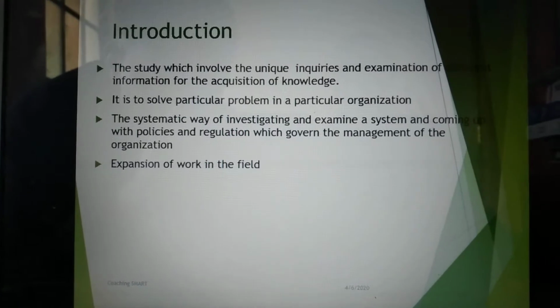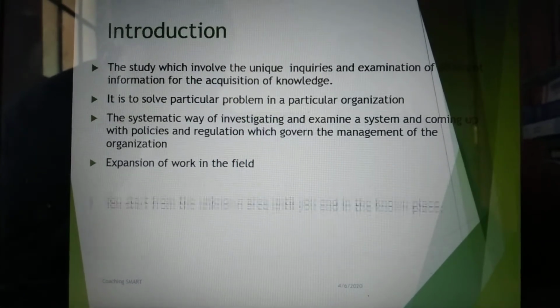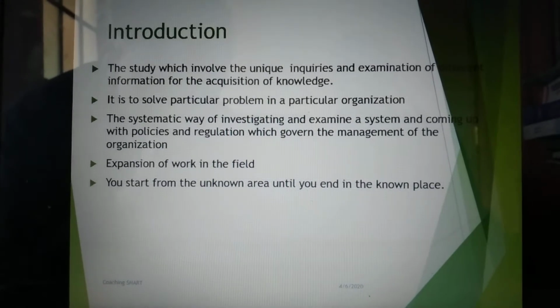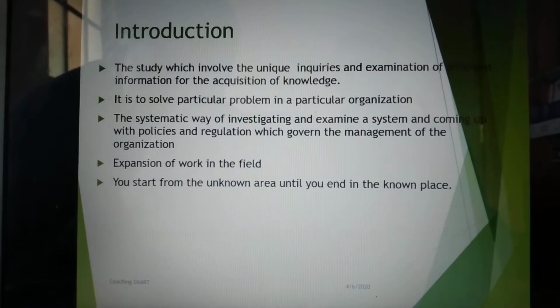Expansion of work in the field. So when you're doing research, you're expanding the work of research. You start from the unknown area until you end in the known place.